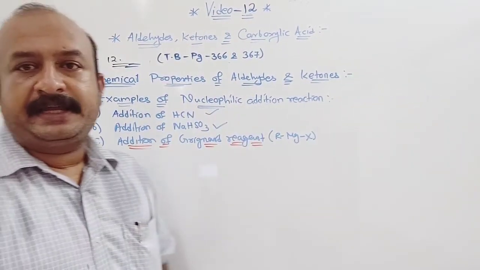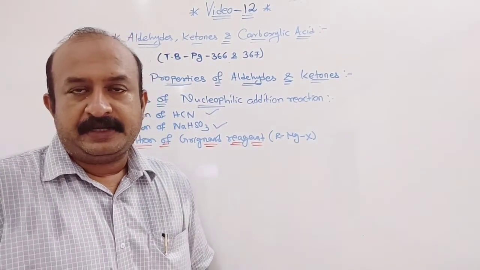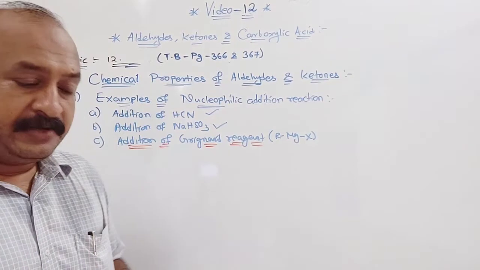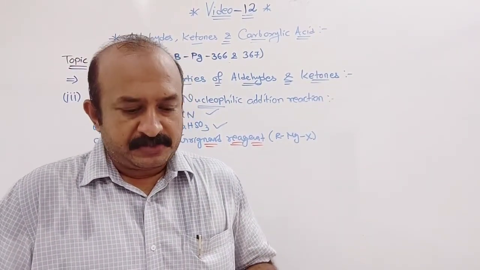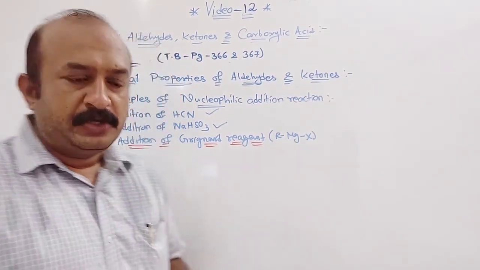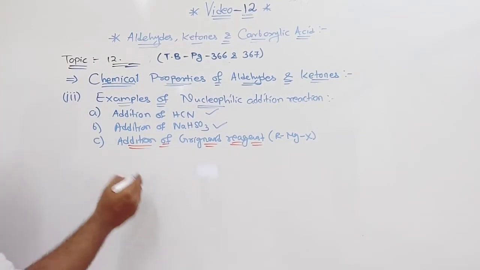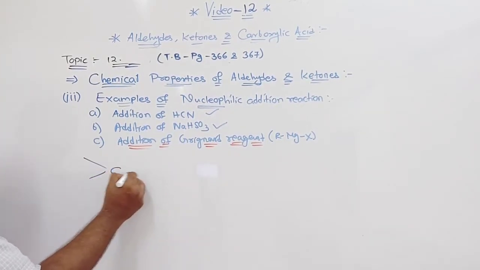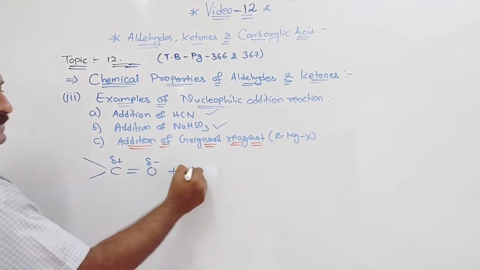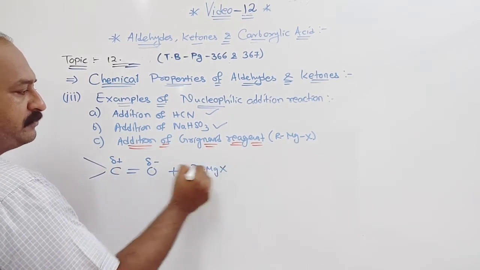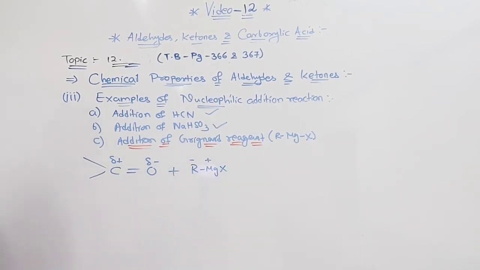Now the next nucleophilic addition reaction, in which we are going to discuss the addition of Grignard reagent. You have already studied this in the 11th chapter, alcohol, phenol and ether. But we will repeat it again here because it is not given in your textbook. So what is Grignard reagent that you know? RMgX. If I write the general form of C double bond O, this is delta plus, delta minus, plus RMgX. When we say RMgX, R is minus and MgX is plus.